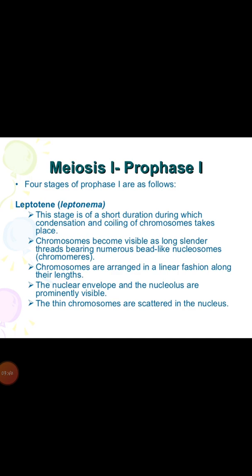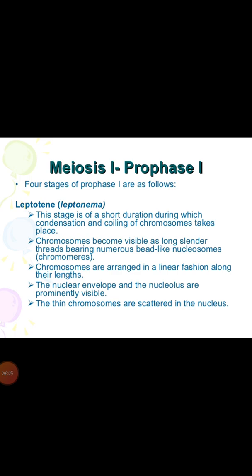Prophase first again has different stages: leptotene, zygotene, pachytene, diplotene, and diakinesis. So now we'll see prophase first of meiosis first. It is much prolonged and can be divided into five stages: leptotene, zygotene, pachytene, diplotene, and diakinesis. First we'll see leptotene.